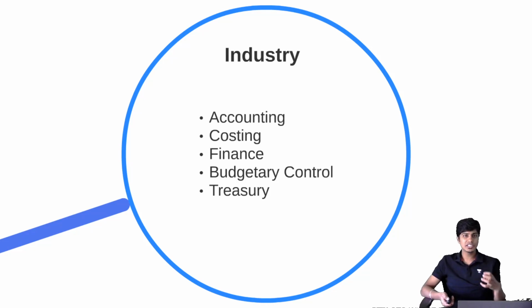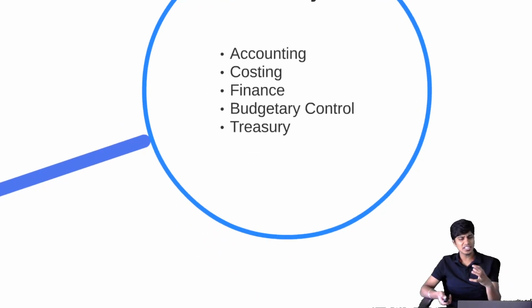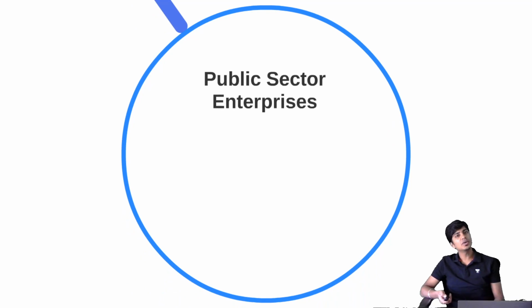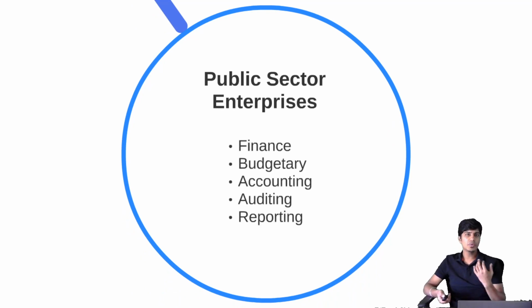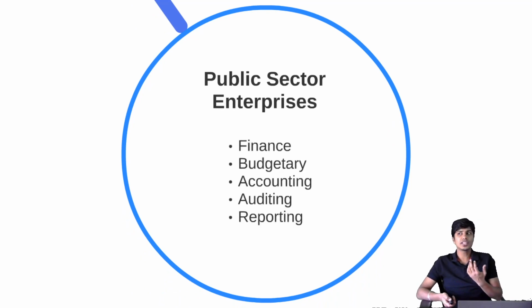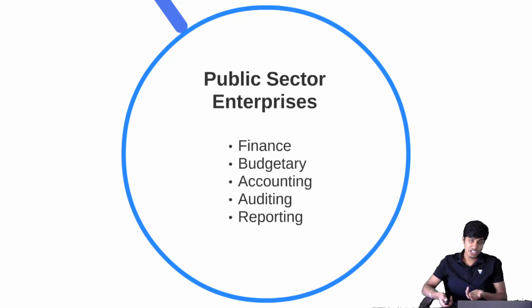These are the departments in which a chartered accountant can play a role and then offer this. So other than the service and industry, what else can a chartered accountant do? He can work in public sector enterprises. When he works in a public sector enterprise, he can provide the services of finance, budget, accounting, auditing, and reporting.